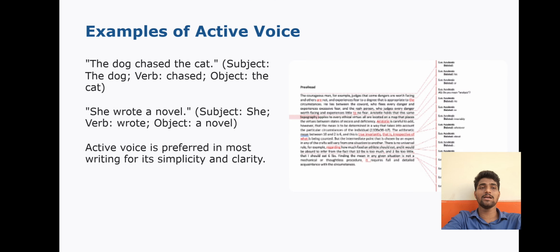Here we have the examples of active voice. The dog chased the cat. In this, the subject is the dog and the verb is chased. Object is the cat. She wrote a novel. In this, we have the subject she, verb is wrote, and the object is a novel. Active voice is preferred in most writing for its simplicity and clarity.